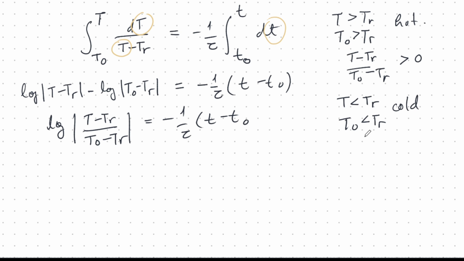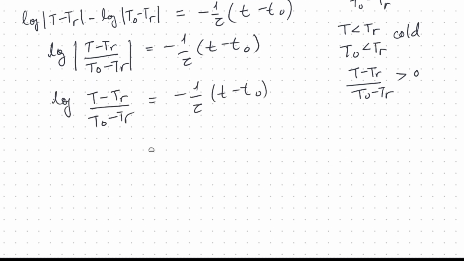Now for a cold object, T is approaching TR from below, so this is less than, and T0 is less than TR, the room temperature, and so this is negative over negative, but that's positive, and so that's really good news. So I could get rid of those absolute values, but first let me close my bracket.